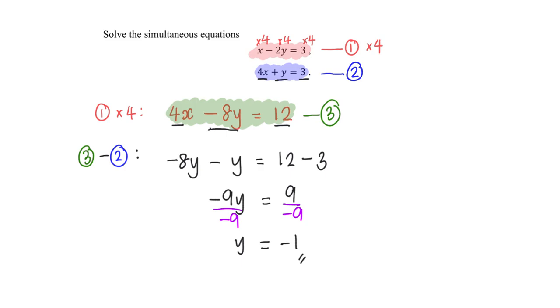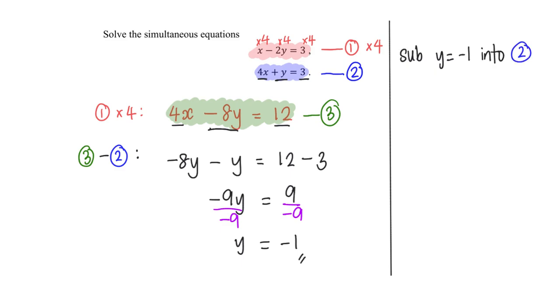And once I know the value of y, I can continue to find my x by substituting into any of these three equations. So which one do you think Mr. Tan will choose? Well, Mr. Tan is a very positive person. I'm going to substitute into the equation that has all positive terms. Okay, I'm going to substitute this value of y into equation 2. This will make it easier.